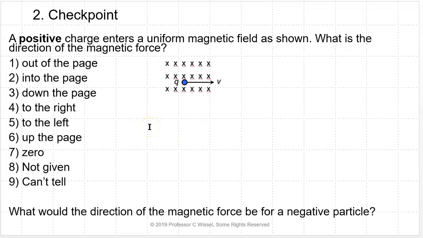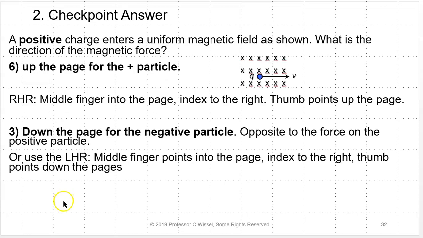A positive charge enters a uniform magnetic field as shown. What is the direction of the magnetic force? And what would the direction of the magnetic force be for the negative one? The answer is up the page for the positive particle. The middle finger, which is the magnetic field, is into the page. The index finger, which is the motion of the particle, or V, is to the right. The thumb, which is the force, points up the page, so up the page.